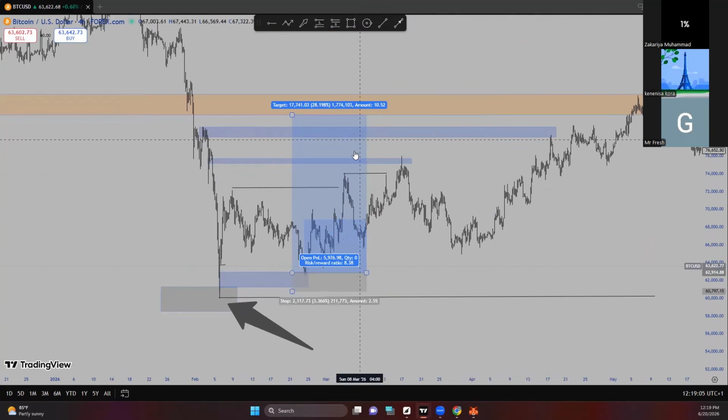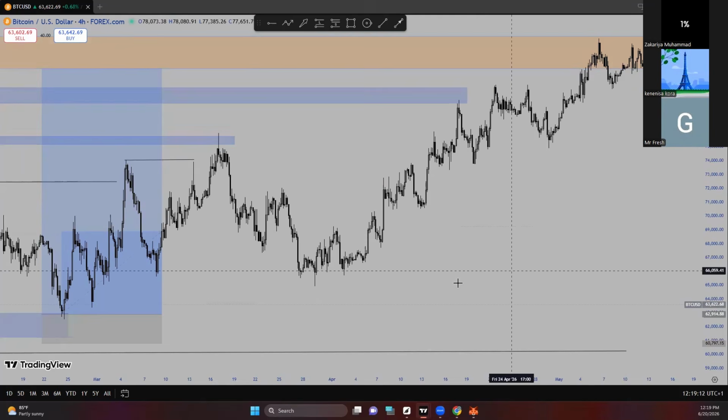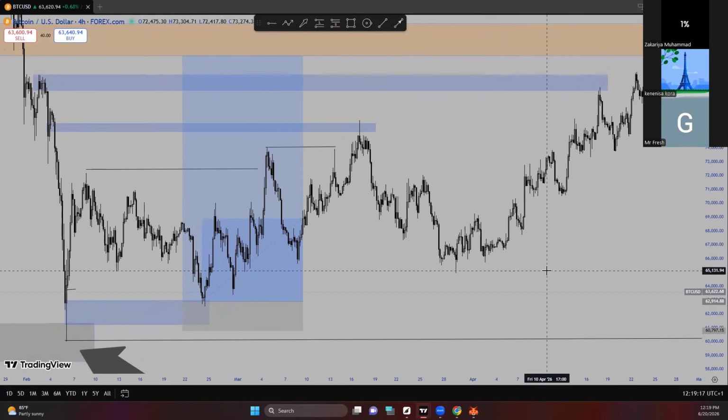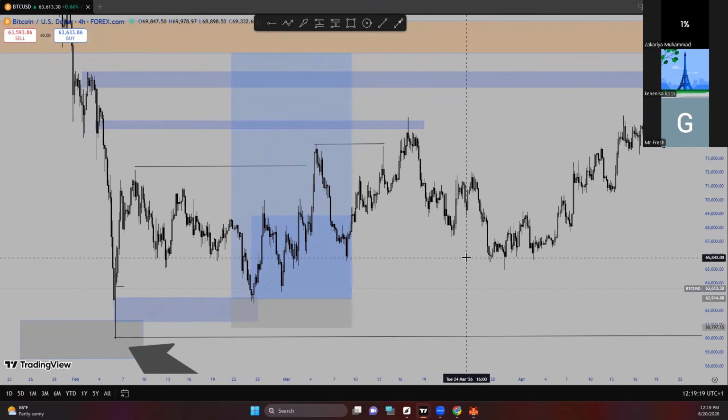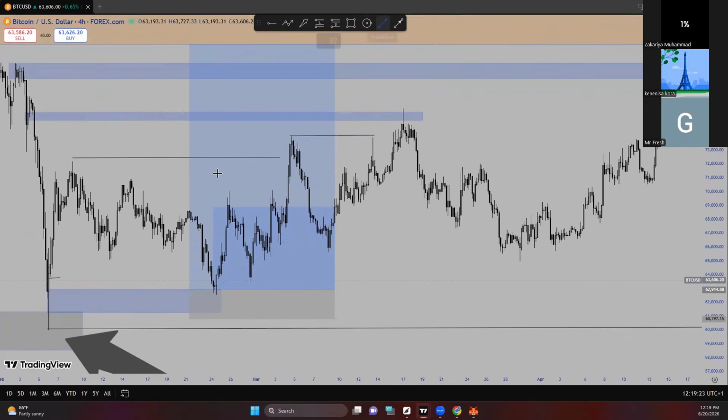So everything we'll be doing inside this range is going to be a buy. We look for a structure shift, a break of structure, and look for buys. Anything we want to do is look for buys. So again, we have a break of structure.